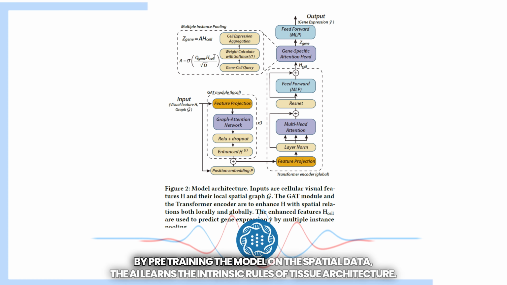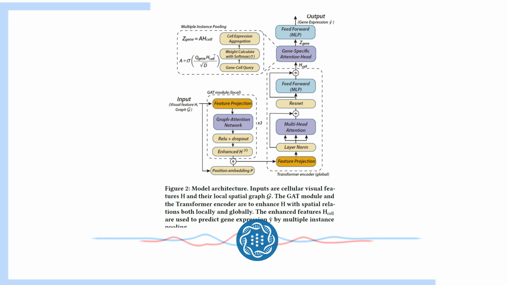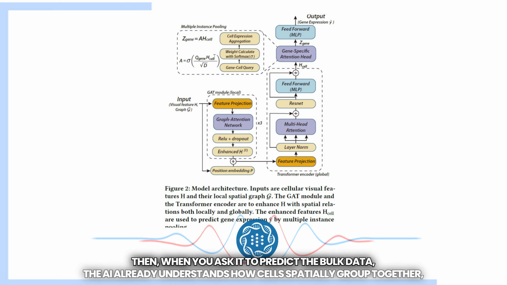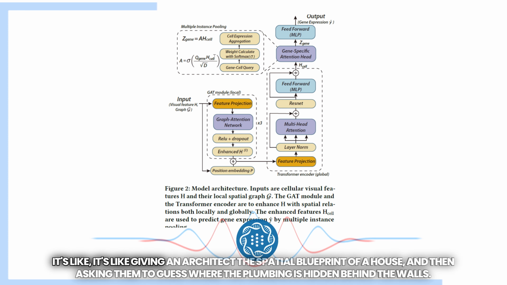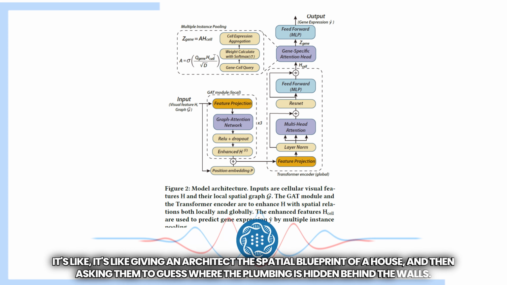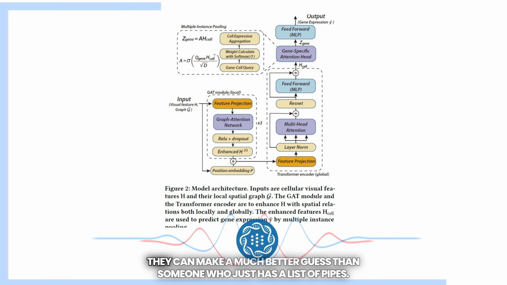By pre-training the model on the spatial data, the AI learns the intrinsic rules of tissue architecture. Then, when you ask it to predict the bulk data, the AI already understands how cells spatially group together, which makes its multiple instance learning aggregations vastly more accurate. It's like giving an architect the spatial blueprint of a house and then asking them to guess where the plumbing is hidden behind the walls. That's a fantastic analogy. They can make a much better guess than someone who just has a list of pipes.